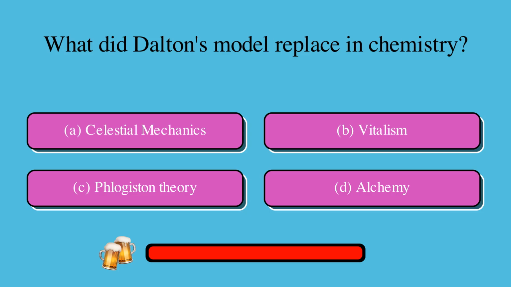What did Dalton's model replace in chemistry? Is it A, celestial mechanics, B, vitalism, C, phlogiston theory, or D, alchemy? The correct answer is C, phlogiston theory.